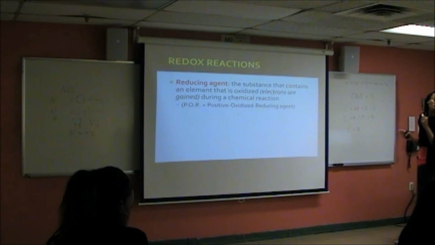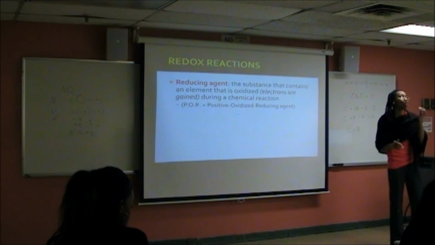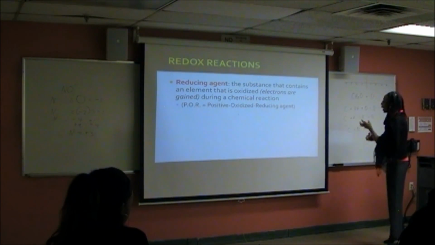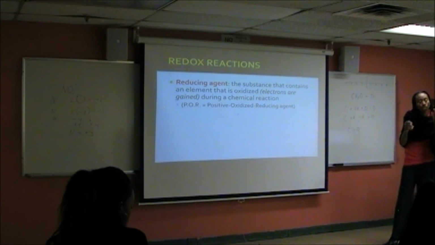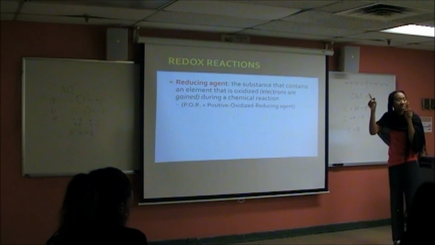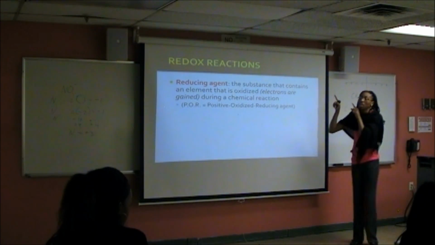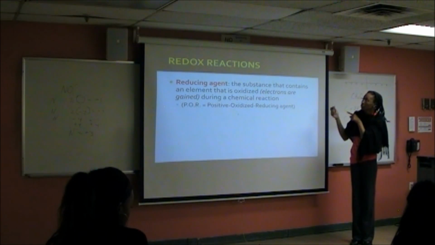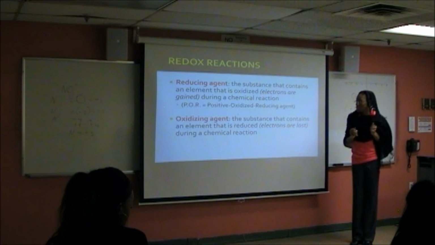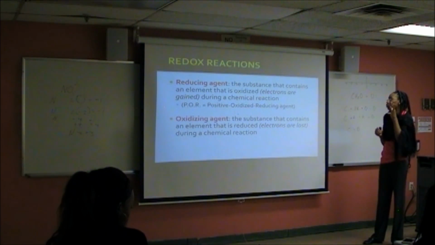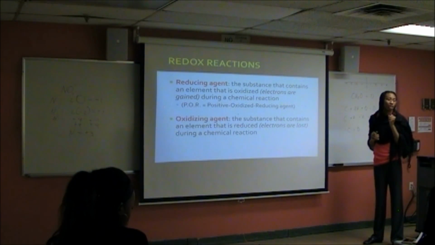Oxidized, reducing agent. This means once you find your oxidation numbers for your reactants and your products, you look at each individual element. If the element has become more positive, it was therefore oxidized and it is part of your reducing agent. Then you have the oxidizing agent. Your oxidizing agent is a substance that contains the element that is reduced during the chemical reaction.